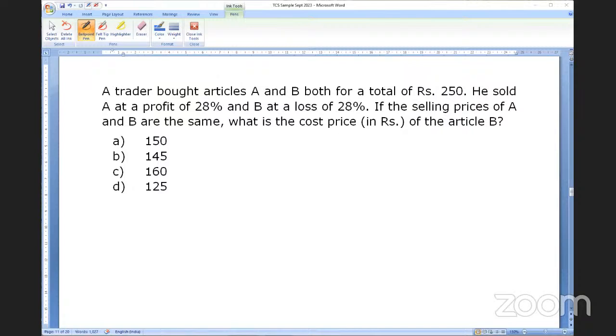We shall be continuing with our TCS sample paper. We have done 10 questions from different topics in our previous session. In this session, also, we'll cover 10 more, because we know there are 20 questions in TCS Ninja Foundation level numerical ability, and roughly 25 minutes are given for that.